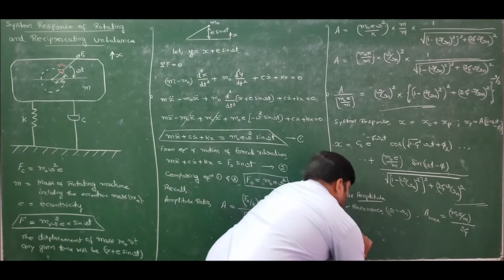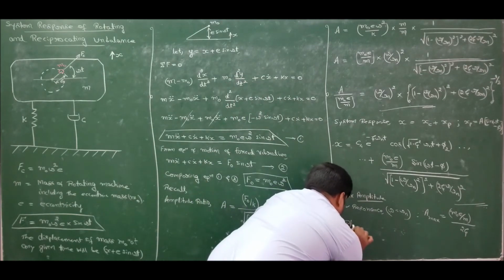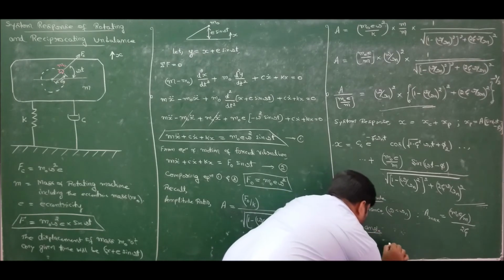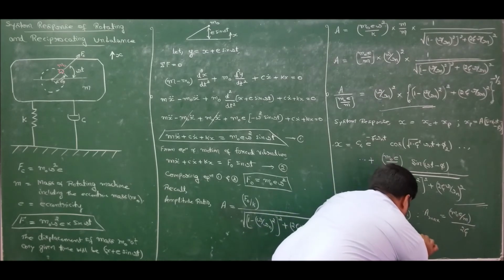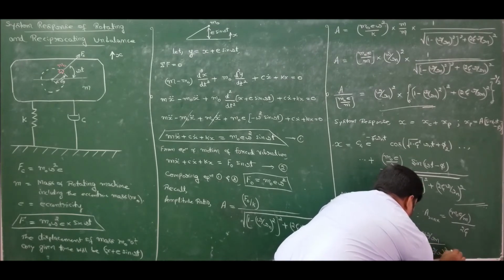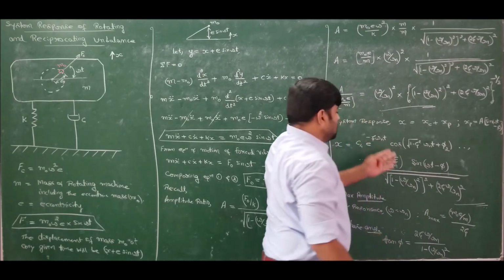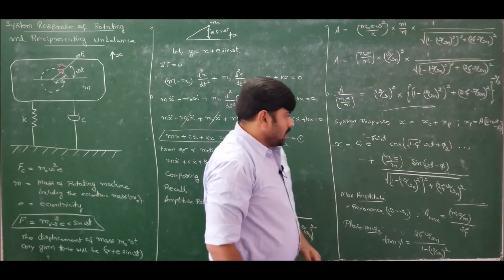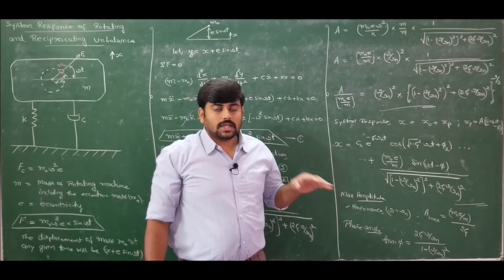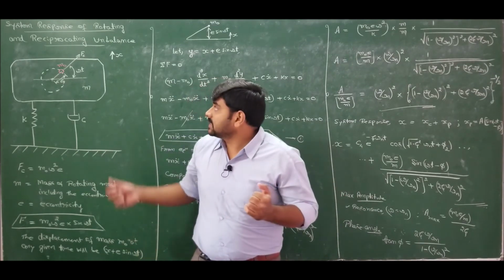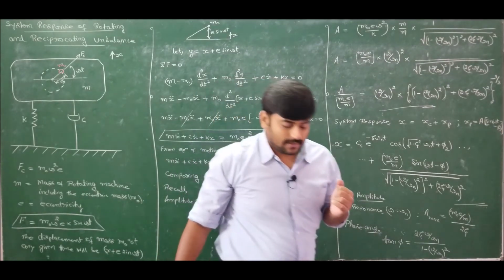Whereas the phase angle formula remains the same. What is the formula for phase angle? Which we have already discussed. The phase angle tan phi is equal to 2 zeta omega by omega n divided by 1 minus omega by omega n whole square. So this is the result of rotating unbalance in the rotating machines. Let me pause this video for a while so that you people can copy it down. Later we will discuss reciprocating unbalance.